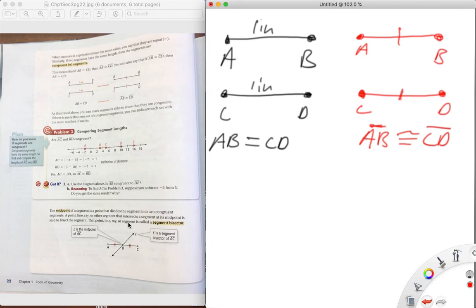If AB is equal to CD, then AB is also congruent to CD. So if they have the same numeric value, they also have the same size and distance, or shape when it comes to a line segment.